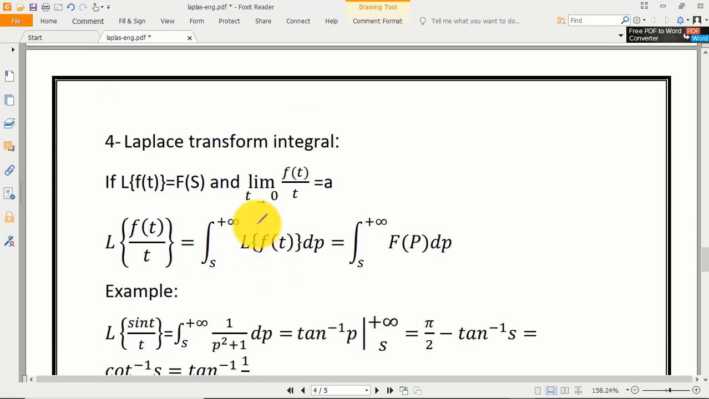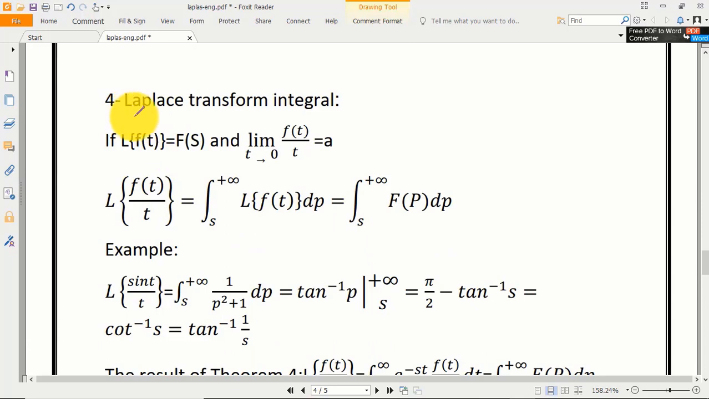And in conclusion, I will introduce the integral Laplace transform. You see, the integral Laplace transform. Let me tell you what it is like. If the Laplace of f(t) is equal to the capital F(s), and the limit of f(t) over t, as you see t approaches 0, is equal to a, the Laplace of f(t) over t will be like this.